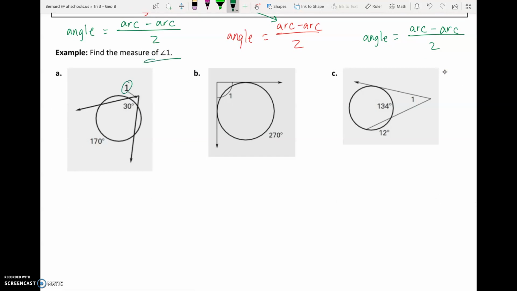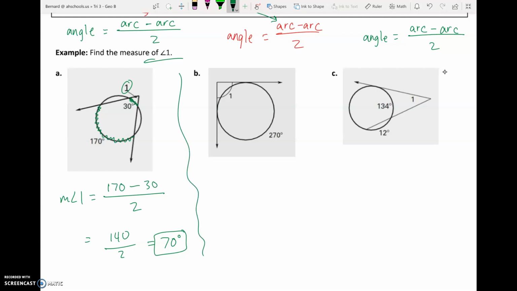So here's our angle. We're looking for the measure of angle 1. So the measure of angle 1 is going to equal the far arc in between the two lines, so that's 170, minus the close arc still in between the two lines, so minus 30, and then divide by 2. 170 minus 30 is 140, and then 140 divided by 2 is 70 degrees. So that angle had to be 70 degrees. Perfect.